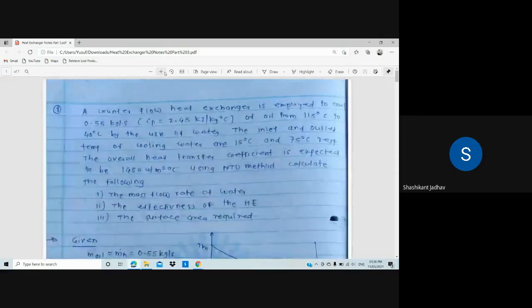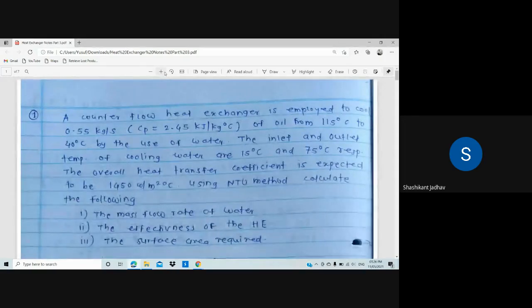Now we have to discuss some problems related to this method, that is the effectiveness and NTU method. Okay, so all of you write down the first problem. A counter flow heat exchanger.